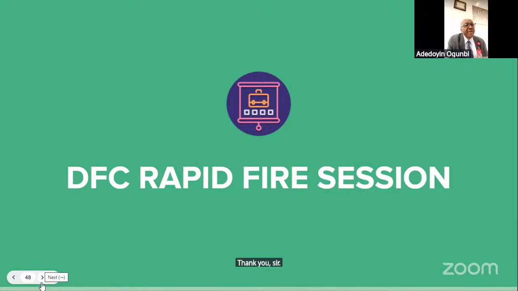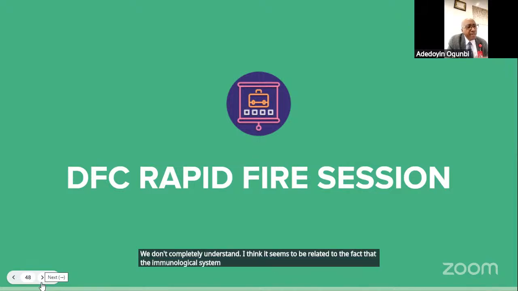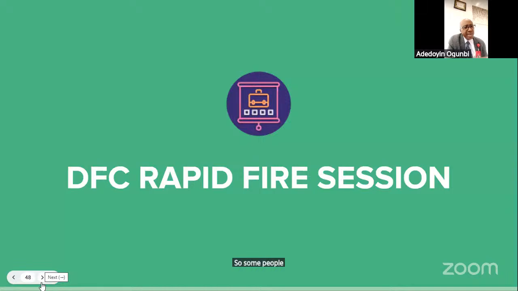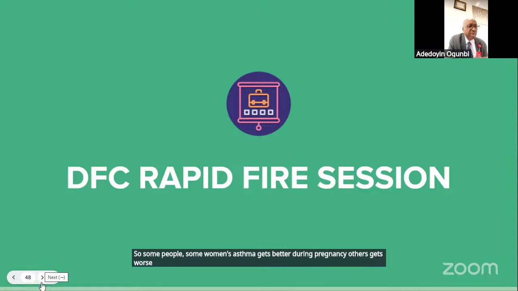And then asthma itself per se behaves differently in pregnancy. We don't completely understand. I think it seems to be related to the fact that the immunological system of pregnant women is different from everybody else. The immune system is altered in a fashion that we don't completely understand. So some women's asthma gets better during pregnancy, others get worse, which seems to be related to the difference in the immunological status of that woman. So that's another factor as well.